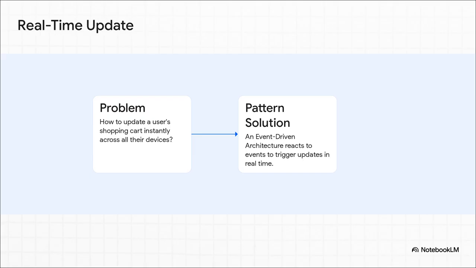Or what about the real-time update problem? You add something to your Amazon cart on your laptop, how does it magically show up on your phone's app a second later? The pattern here is an event-driven architecture. That add item click is an event, and it triggers a chain reaction that instantly updates the system everywhere.